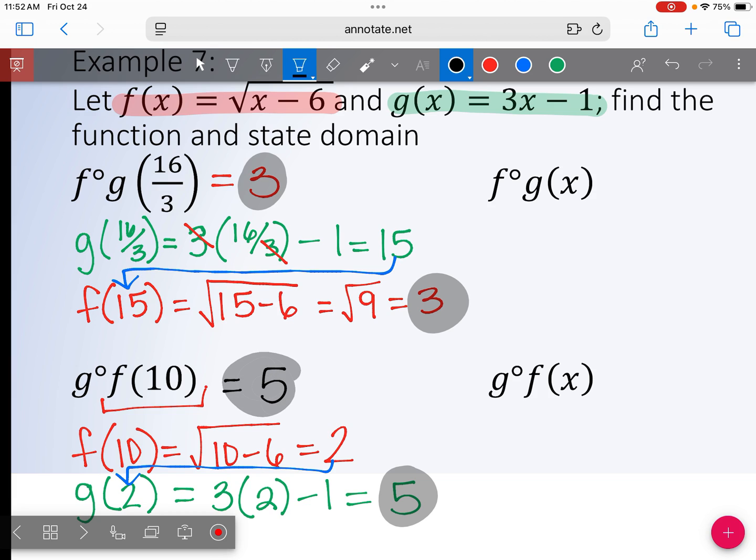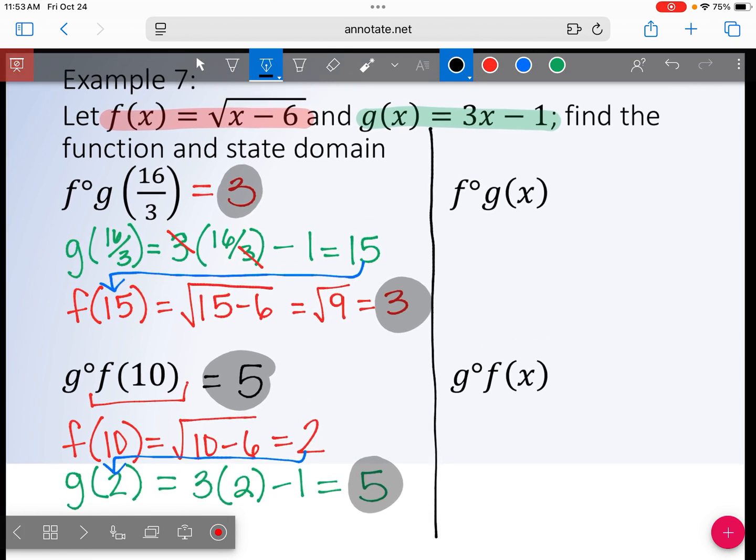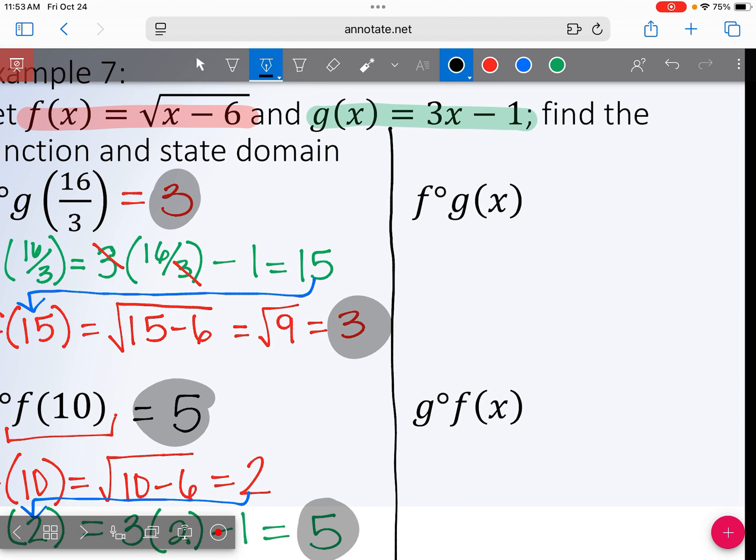Now, we could have done this a different way. We could have figured out what these two were and then substituted the number into what we came up with. And you would get the same answer, and I really don't care which way you do. You do it the way you like. So what this is telling me to do is put g in f.